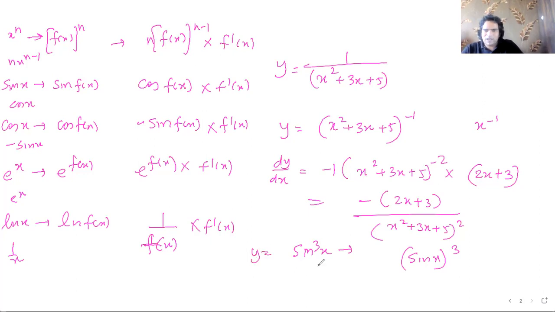Suppose this is y. So my dy by dx is going to be 3 times sine x to the power 2, which is 3 sine square x. But what was missing is that you didn't multiply with the derivative of the child function. So it is into the derivative of sine x, which is cos x. This is the actual derivative of this expression. This is where you can see the power function being used to differentiate composite functions.